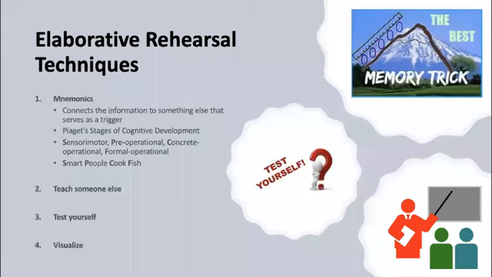Now, typically, transferring short term memories to long term memory is achieved through rehearsal of some type. Now, repetitive rehearsal of information. So, this is where the information is just repeated over and over. So, much like when you're trying to remember a telephone number, you might repeat it to yourself many times.